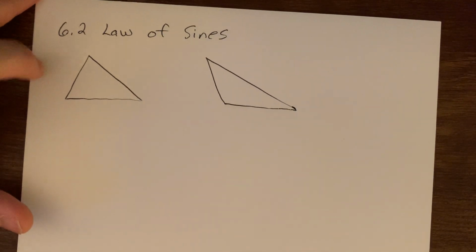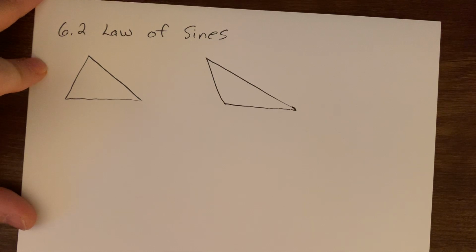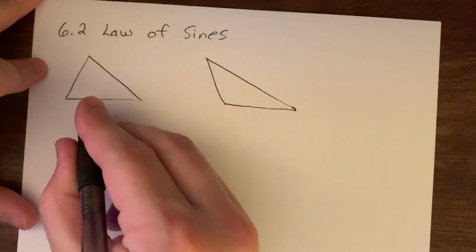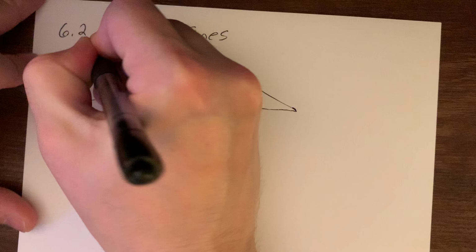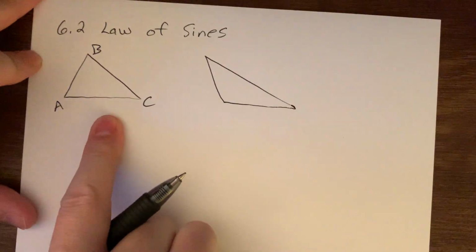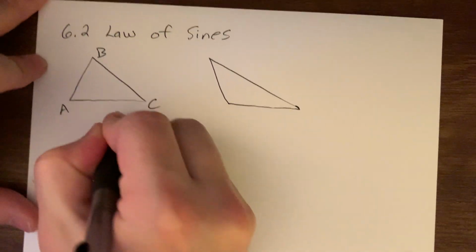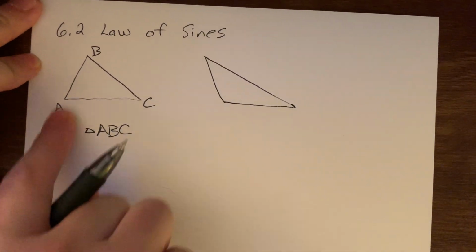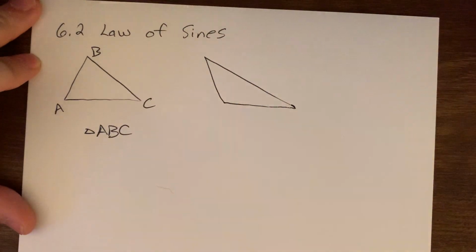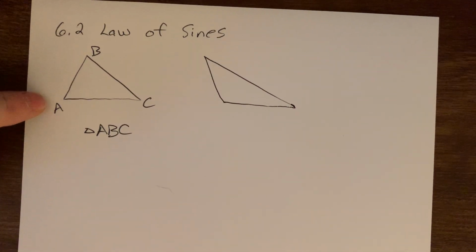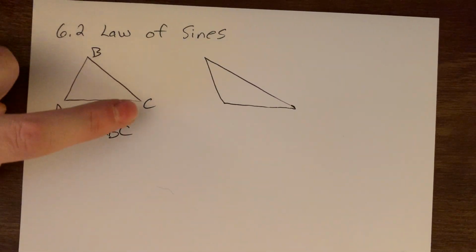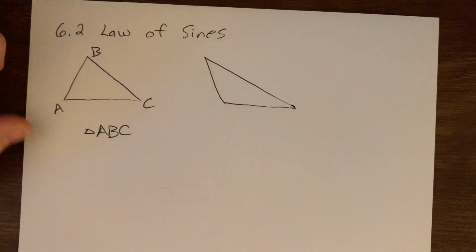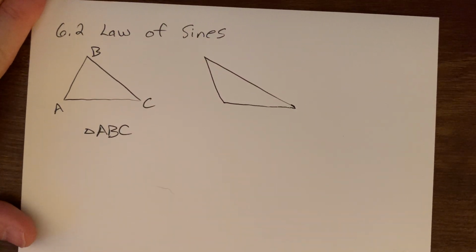So when we look at generic triangles, we often refer to them by the letters that go with their vertices. So this first triangle can be referred to as triangle ABC. And just because you look at each corner, I have each of these vertices labeled as angle A, angle B, and angle C. And that's the first thing I want to establish.